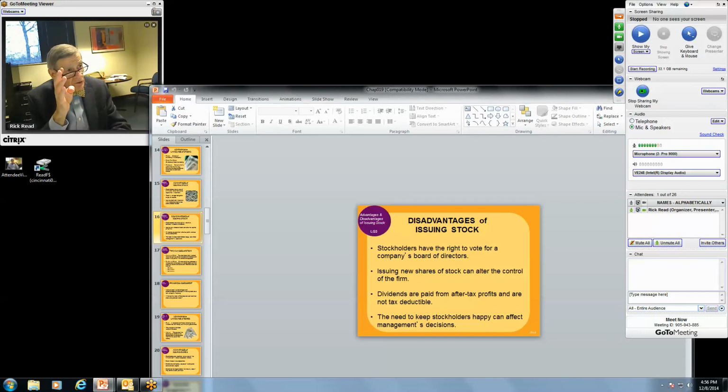What's the disadvantage? Well, stockholders have a right to vote. That's not necessarily a disadvantage, but it can become a disadvantage to management when stockholders get a little upset about what's going on, as I kind of prefaced this with some of the things about minority stockholders rocking the boat, if you will, or causing some problems. And so you have to be careful about that.